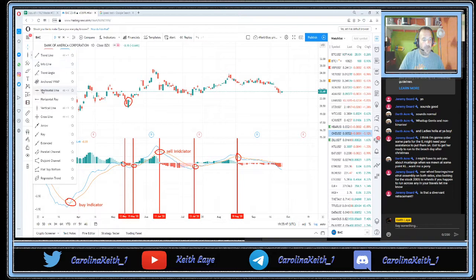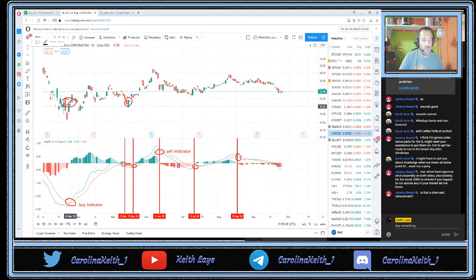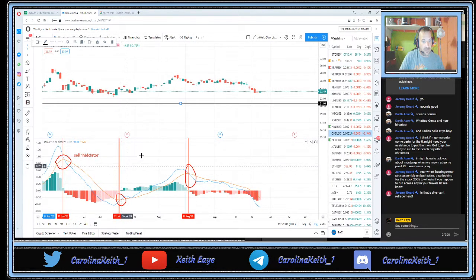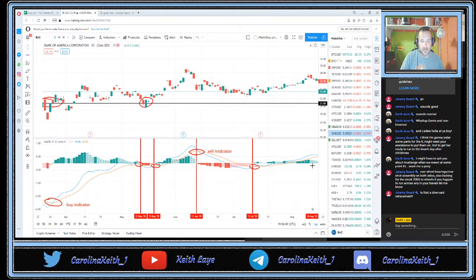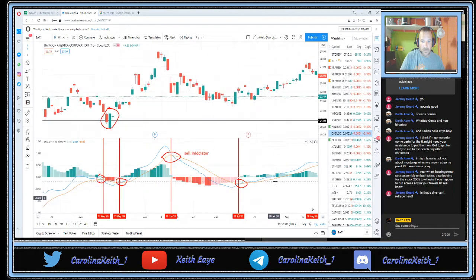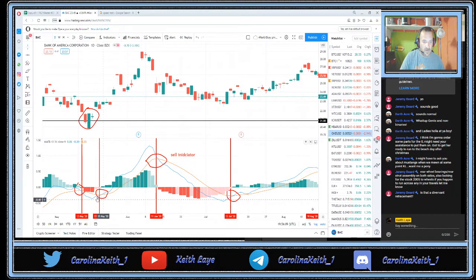I'll put a line right here. We bought here. That's where we bought. Pretty much flat. We didn't really lose, but like, whatever, a couple bucks. And it immediately popped back over. Then, shortly after that, look at the MACD right here. We got a bull cross right here.